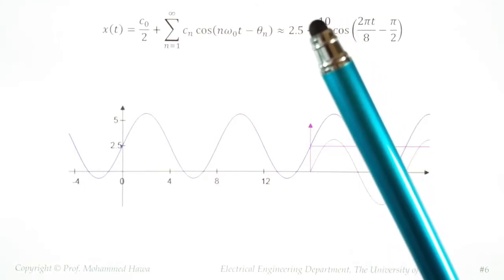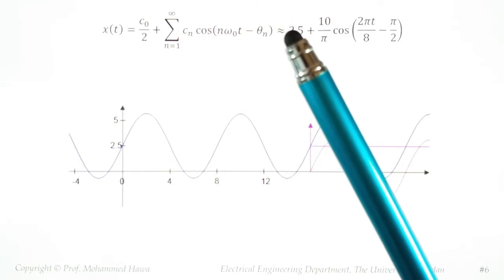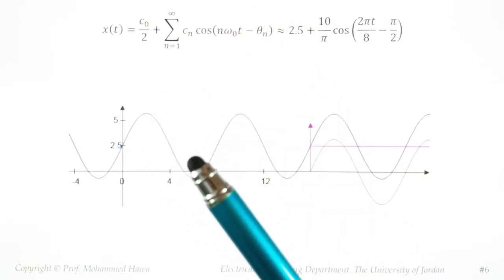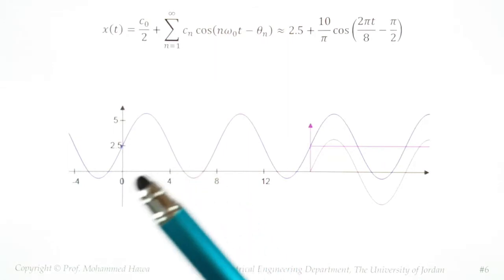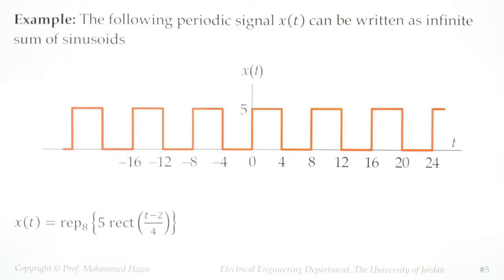Notice that I picked the amplitude 10 over pi. With the shift of 2.5, I'm reaching a little bit over 5. And here, I'm reaching a little bit beneath 0. So I'm going around 0 to 5, which was the amplitude of my rect. So I'm getting close with one sine, but not exactly rect.